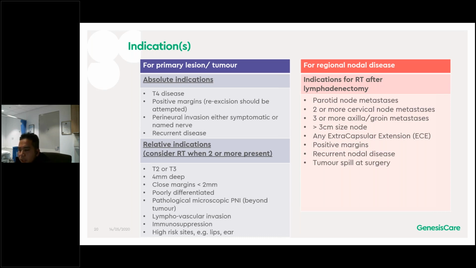So this is the sort of thing that I would probably favor for patients to have a discussion with us and make a consideration for adjuvant radiotherapy following surgery.